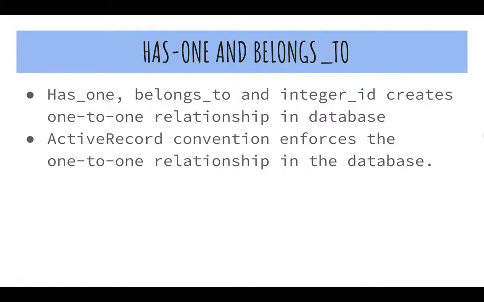So we've got has_one, belongs_to, and an added ID creates a one-to-one relationship in the database. An active record convention enforces the one-to-one relationship in the database. Next time, we're going to look at one-to-many relationships.